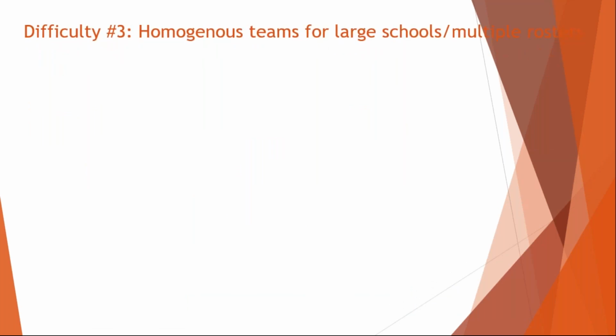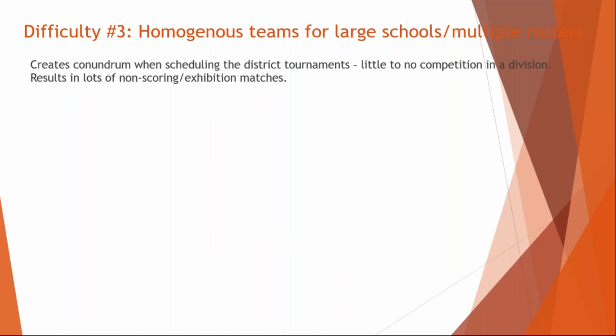Difficulty number 3 is homogenous teams for large schools with multiple rosters. This is a rarer occurrence, but it does happen, where a team has a great number of doubles teams and can submit 2 or 3 rosters. But this creates a conundrum when scheduling the district tournaments.